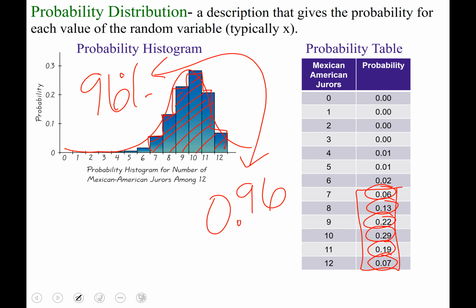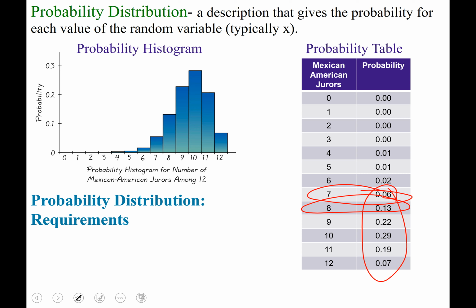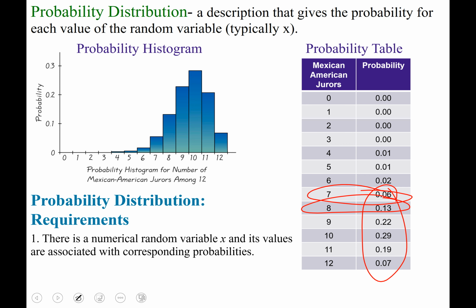Okay, hoping you're following. If not, rewind the video and start from this slide again, trying to explain the difference between exactly 7, 7 or 8, or at least 7. Okay, probability distributions, there need to be some requirements that are met before you can call your distribution a probability distribution. Number 1, there is a random variable x, and its values are associated with corresponding probabilities.